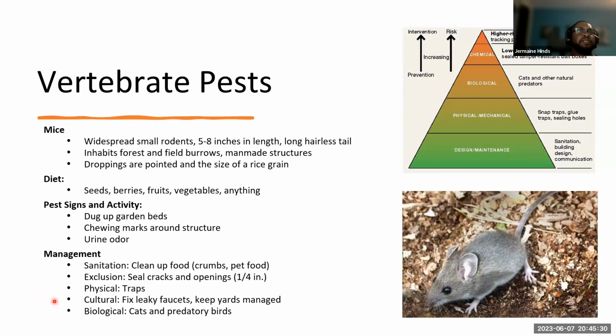As far as cultural controls, again, fixing leaky faucets. A leaky faucet can provide a water source, and beneficial insects like water sources too, so they can also have pests taking advantage of it. So you want to fix any leaking faucets and standing water. You want to keep your yards managed. Rats and mice like overgrown areas. As far as biological controls, a lot of mice are eaten by cats and predatory birds in our area.